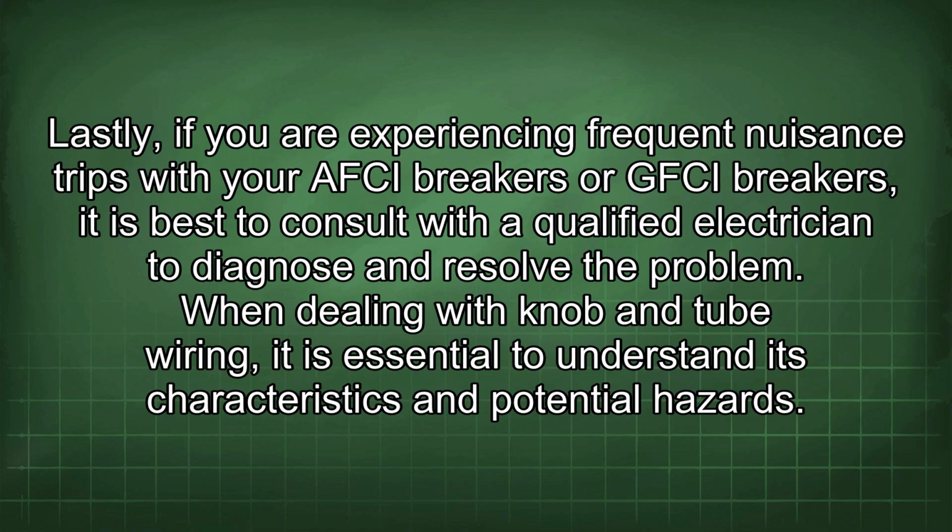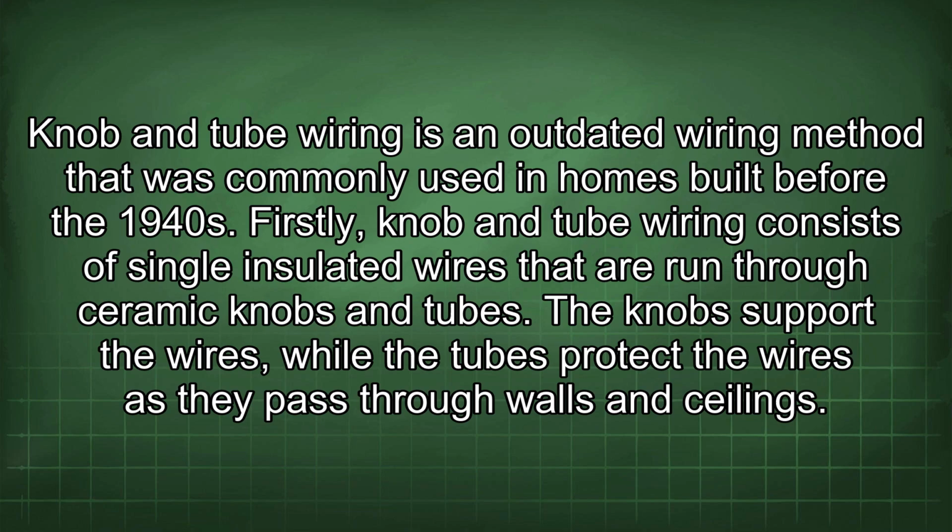When dealing with knob and tube wiring, it is essential to understand its characteristics and potential hazards. Knob and tube wiring is an outdated wiring method that was commonly used in homes built before the 1940s. Firstly, knob and tube wiring consists of single insulated wires that are run through ceramic knobs and tubes. The knobs support the wires, while the tubes protect the wires as they pass through walls and ceilings.